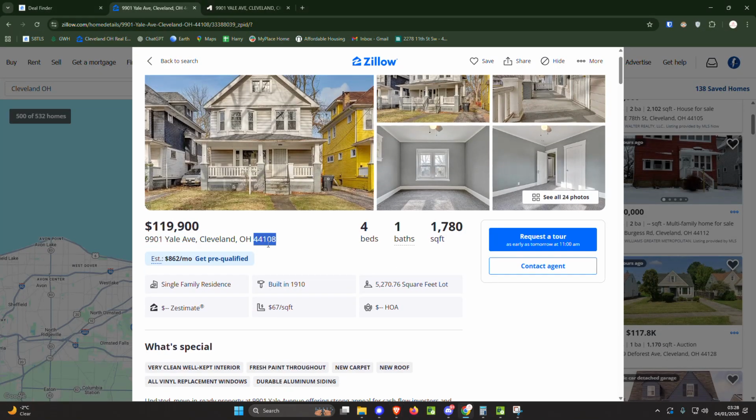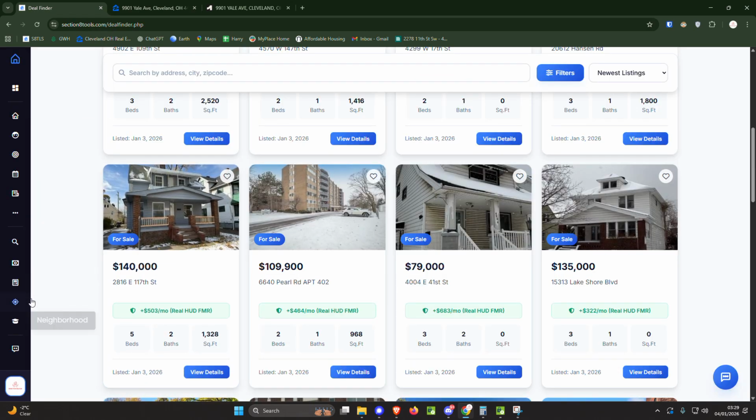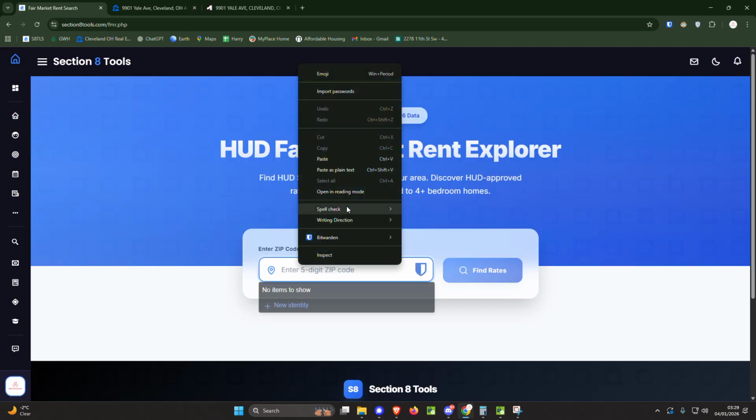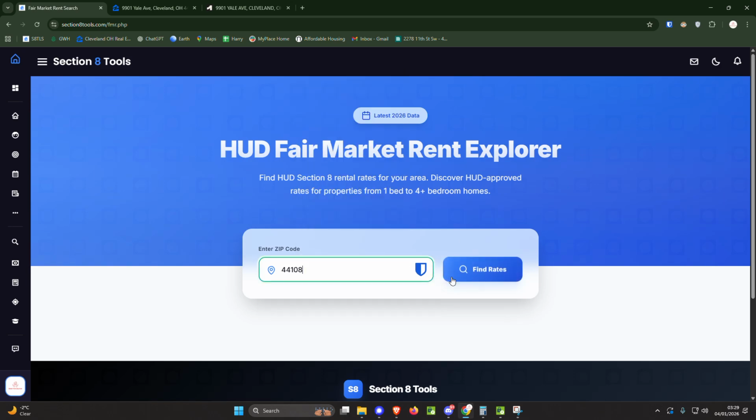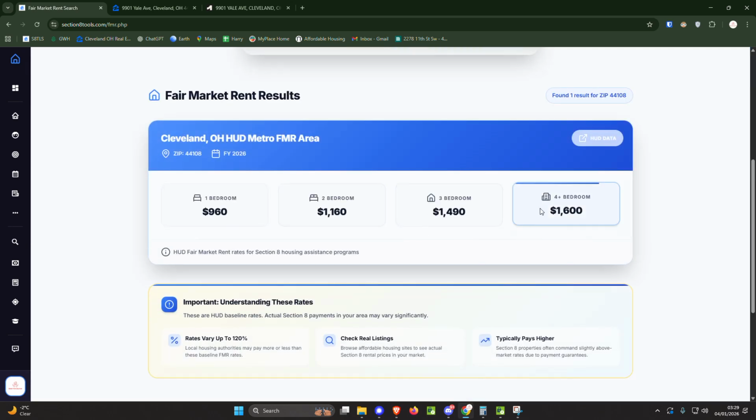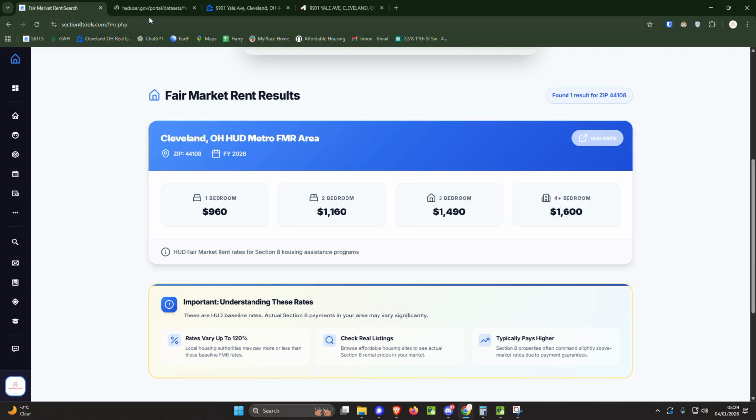Next, we will check the zip code to see how much rent they're going to pay in the zip code. Every single zip code is different, at least in Cleveland, not in every city, but in Cleveland it is. So Section 8 Tools has an FMR rate, which tells you exactly what HUD states the FMR is. You can do this without Section 8 Tools, but it's a lot more long-winded. I'll show you what I mean.